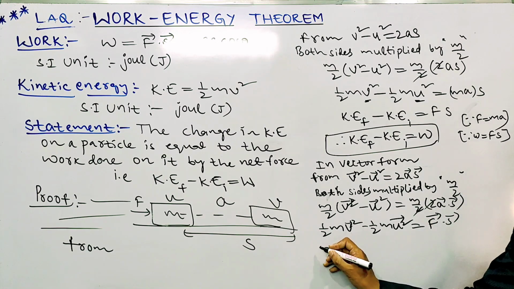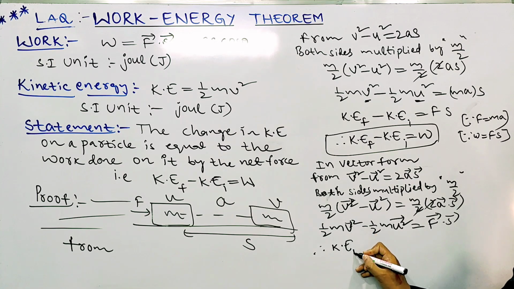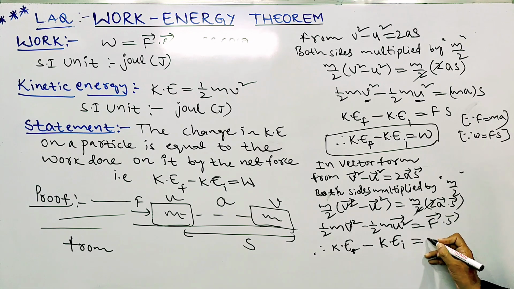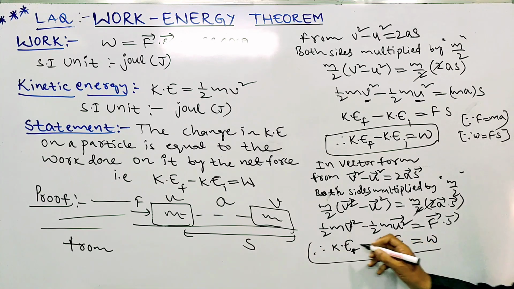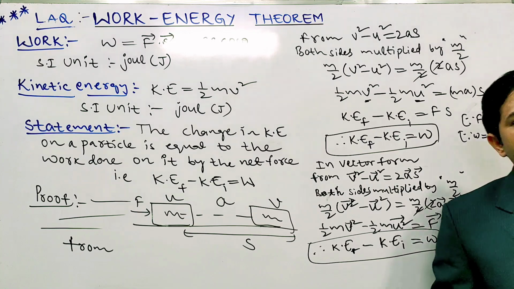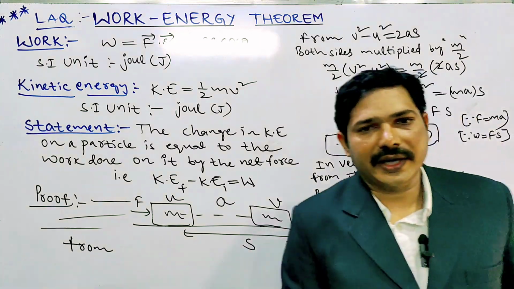Therefore kinetic energy final minus kinetic energy initial is equal to work done W. So here also we proved that the total work done is equal to the change in its kinetic energy. Hence the work energy theorem is proved. This is the work energy theorem.